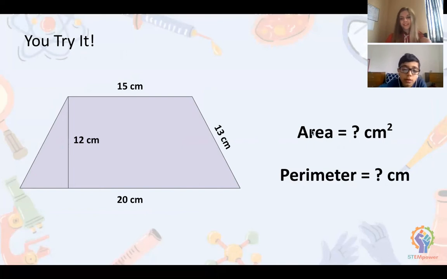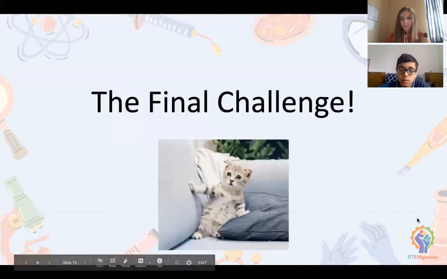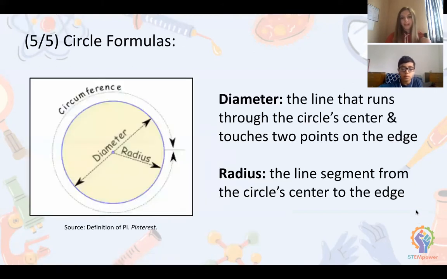And then perfect. And what would be the perimeter? The perimeter would be, let's see, 48. Yeah, perfect. Because you do 15 plus 13, and then you want to make sure you add 13 twice. So it'd be 15 plus 13 plus 13, because you need to add in this side plus the 20 on the bottom. Okay, final challenge.